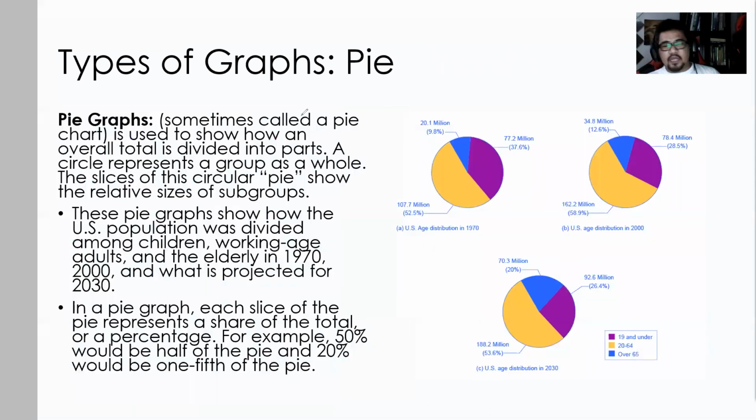This time we can also use a pie graph as our model. The pie graph, sometimes called a pie chart, is used to show how the overall total is divided into parts. We already know that pie chart. A circle represents the group as a whole, so the data as a whole. And the slices in the pie show the relative size of the subgroups.